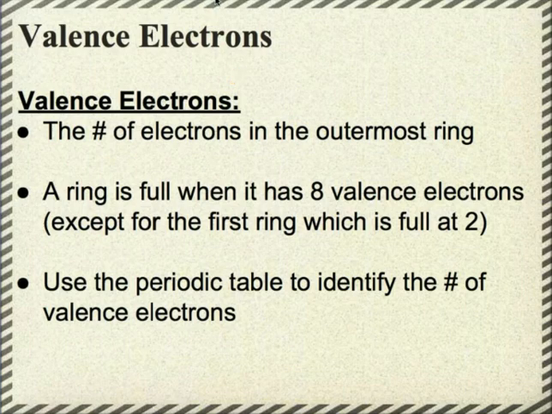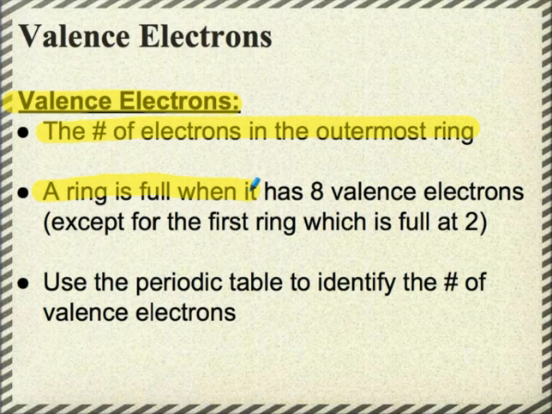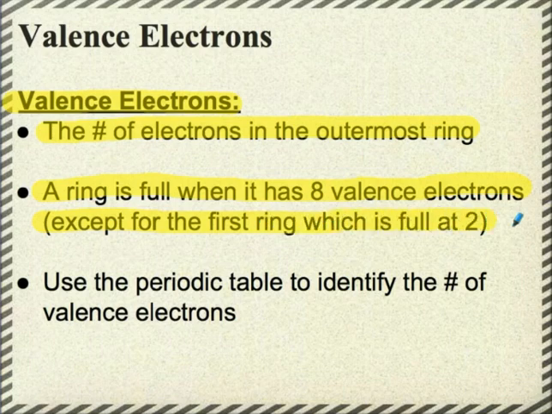Now, these valence electrons are the most important electrons, and they are the number of electrons in the outermost ring. That's what we were just talking about in that last one. How do you know how many electrons go in the outermost ring? Well, it's because a ring is full when it has 8 valence electrons, except for the first ring, which has only 2. And I'll tell you why in a little bit. And hopefully some of you guys kind of figured it out already, why it's only 2 in the first ring.